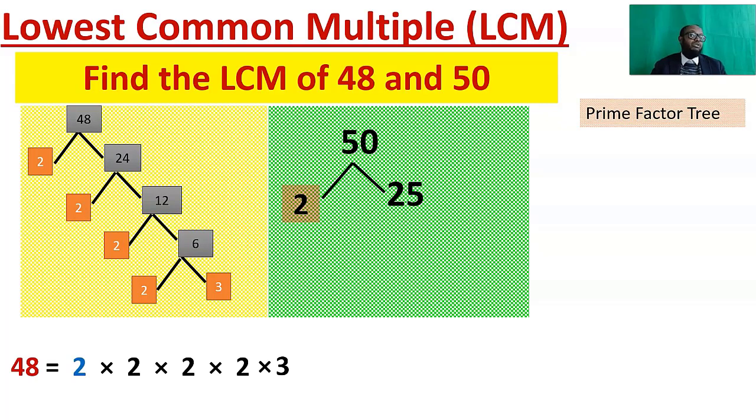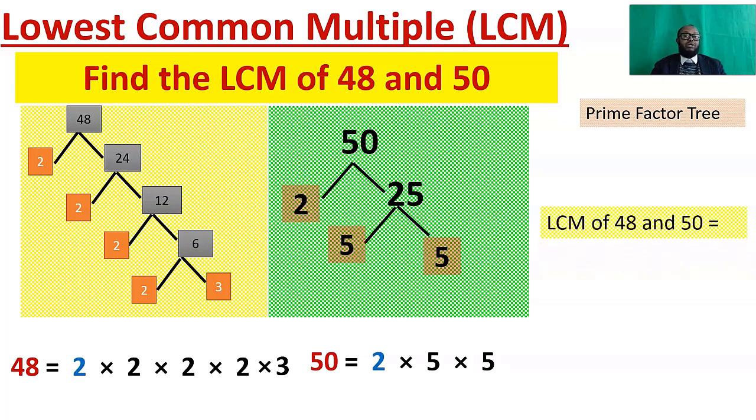Can 25 be divided by 3? No, 3 is not a factor of 25. And then we move on in the list of prime numbers. What comes after 3? 5 comes, and 5 can divide 25, and that gives you 5, which is a prime number. Okay, so again we write down 50 as a product of its prime factors, which is 2 times 5 times 5. Now, how do we find the LCM?